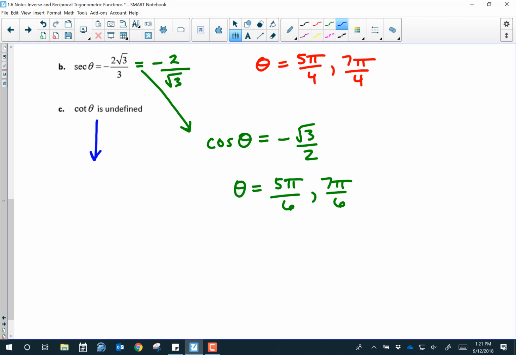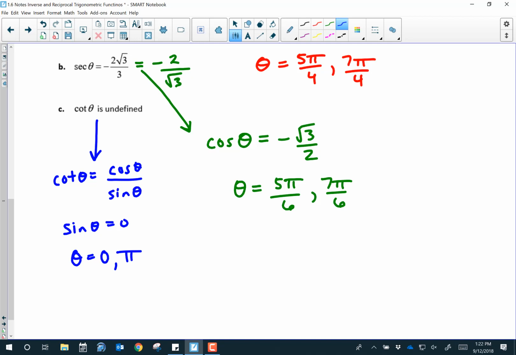Lastly, cotangent theta is undefined. So this is where it's helpful to think of cotangent as not sine over cosine, but cosine over sine. Right? The reciprocal of tangent. So if you think of cotangent as cosine over sine, well then cotangent will be undefined when what? When sine theta equals 0. Right. So when is sine, the y value, equal to 0? On what axis? The x-axis. And what thetas represent the x-axis? 0 and pi. Correct. Okay.